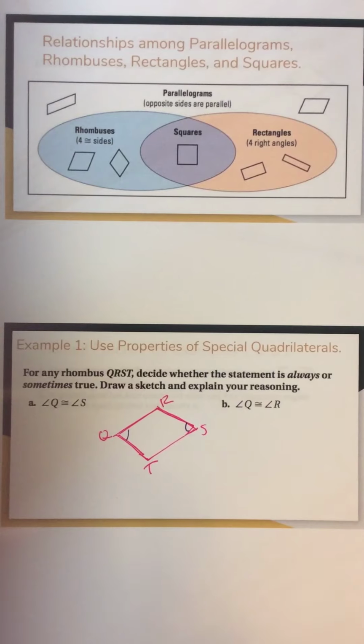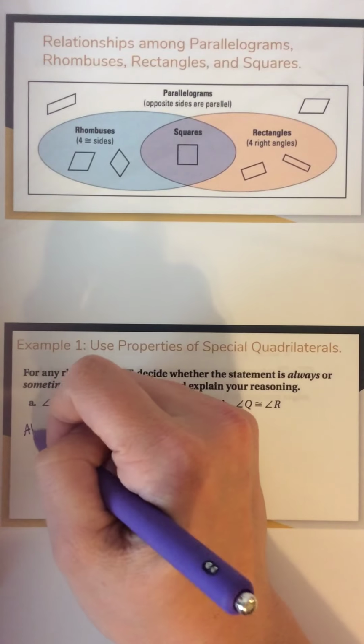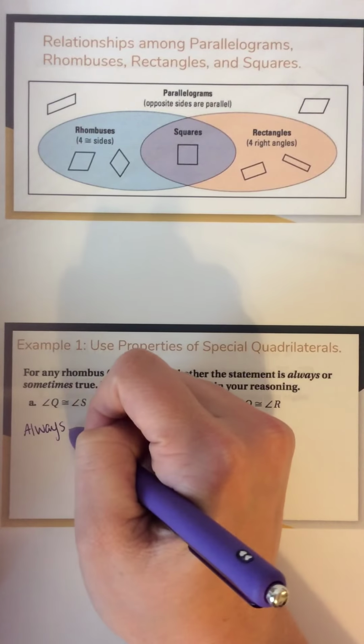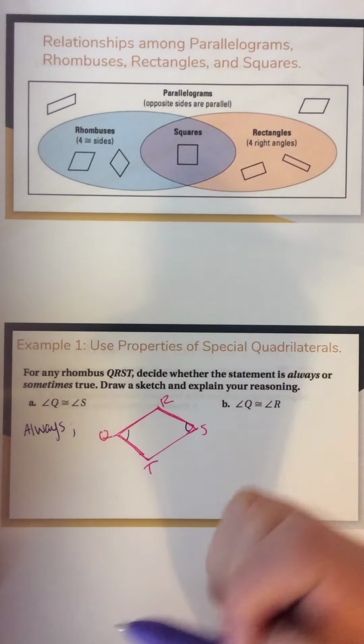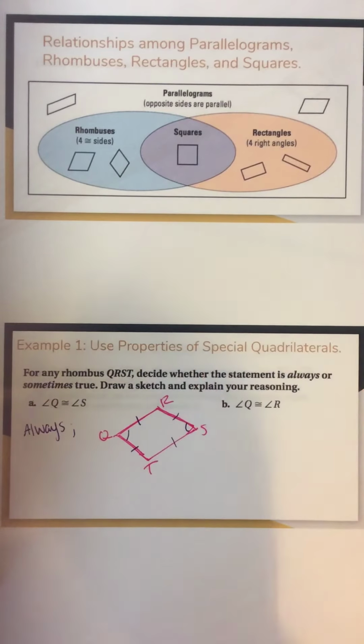Always or sometimes true? Well, going back to our theorems, they're opposite angles. Angle Q and angle S are opposite angles, and we know a rhombus is a parallelogram. So this is actually going to be always true, because a rhombus has 4 congruent sides, yes. That's what makes it unique as a rhombus.